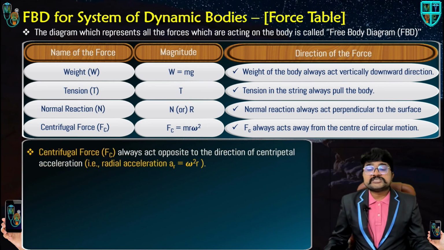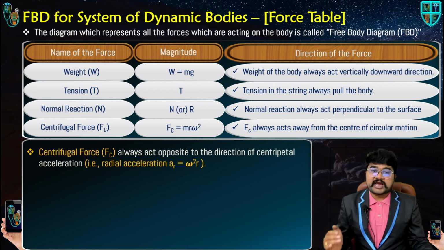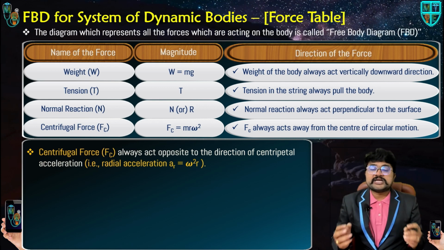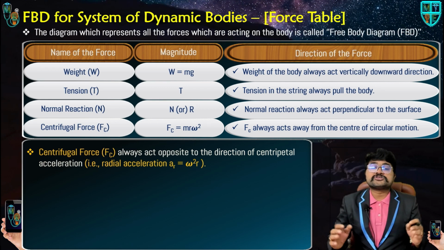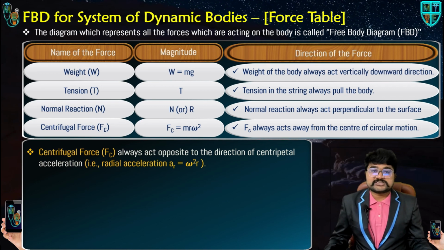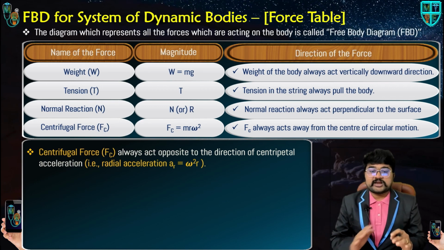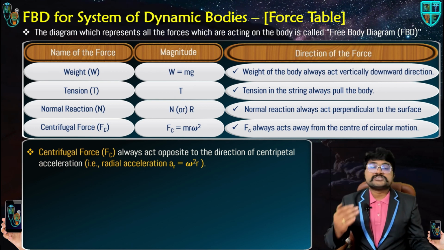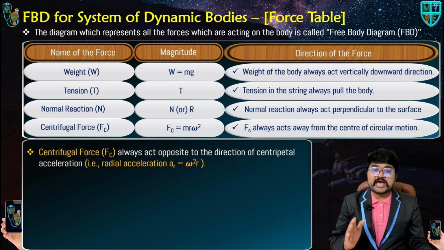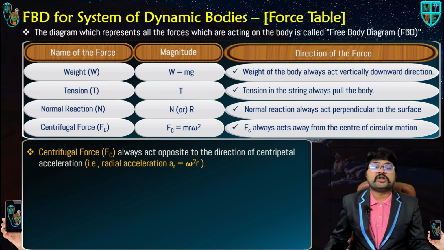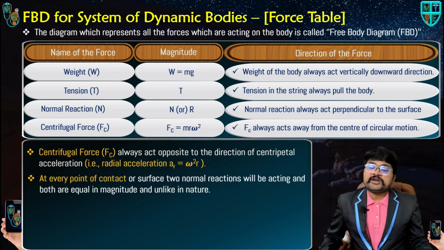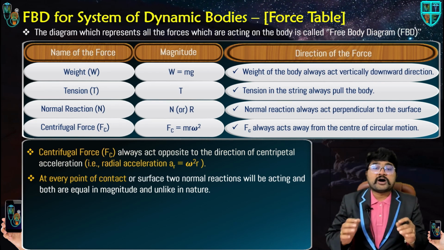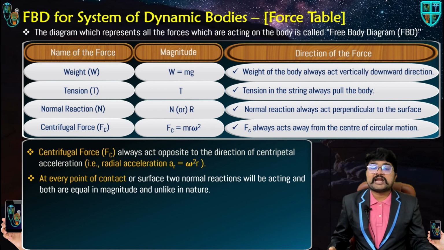Centrifugal force always acts opposite to the direction of centripetal acceleration. Centripetal acceleration is also called radial acceleration, and it always acts towards the center of circular motion. Centrifugal force always acts away from the center of circular motion. At every point of contact or surface, two normal reactions act. Both are equal in magnitude and unlike in nature.